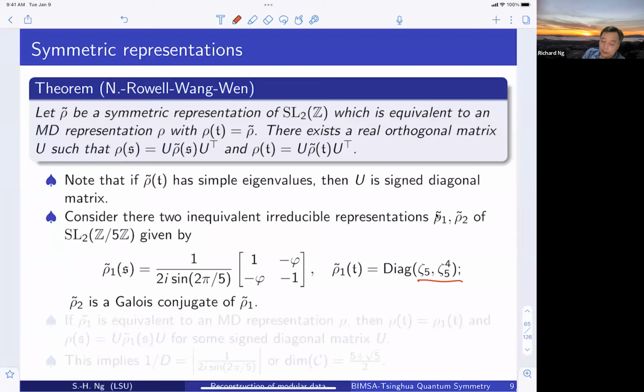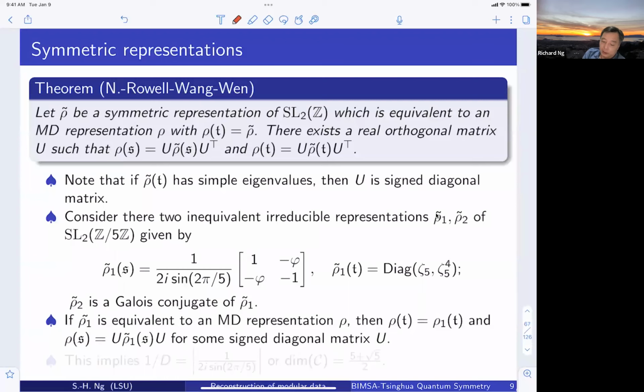Now, this one already has distinct eigenvalues. If it's realizable, then I just need to adjust the sign, and it will be a genuine modular data. So first of all, I know that up to sign, this is already a genuine SL2 Z representation.